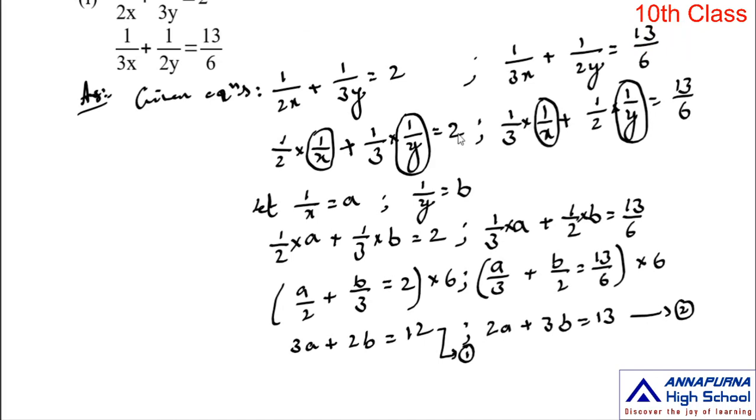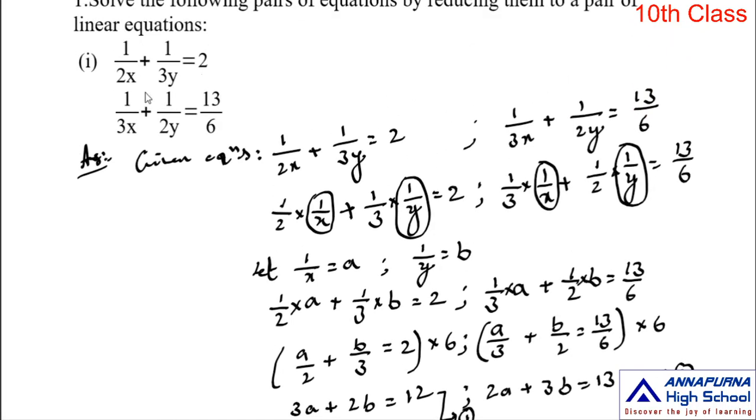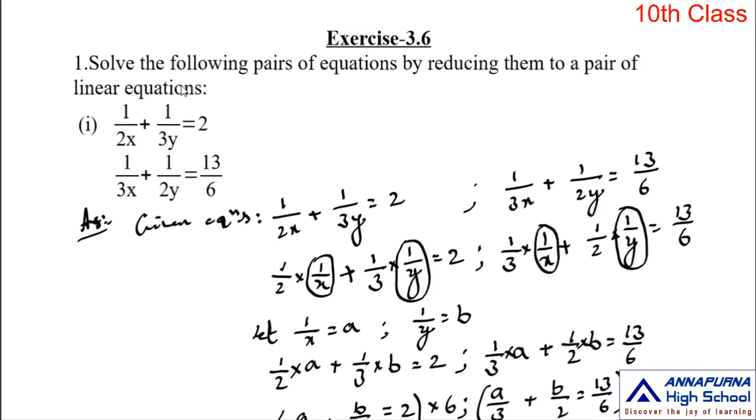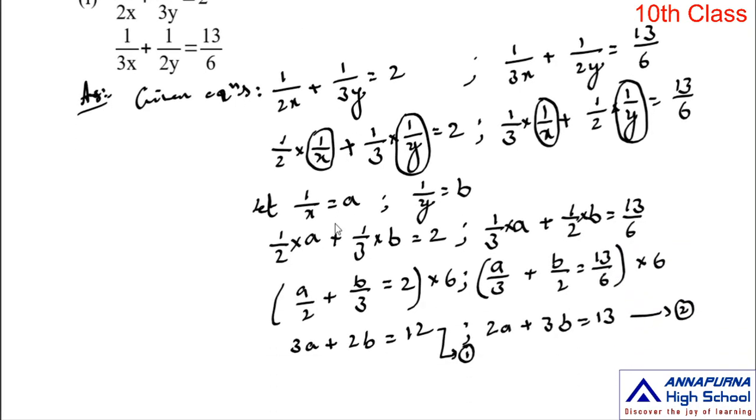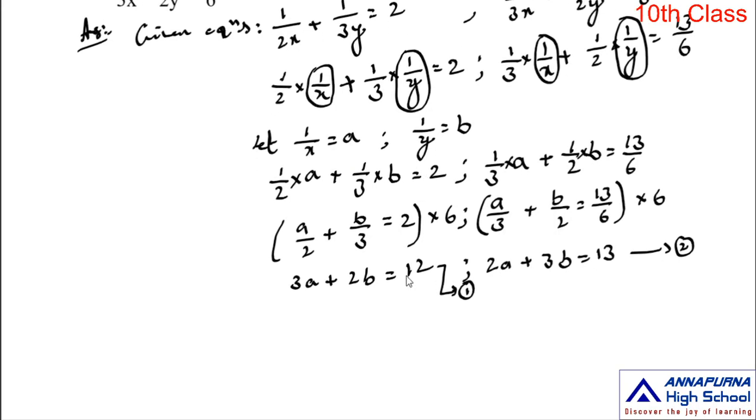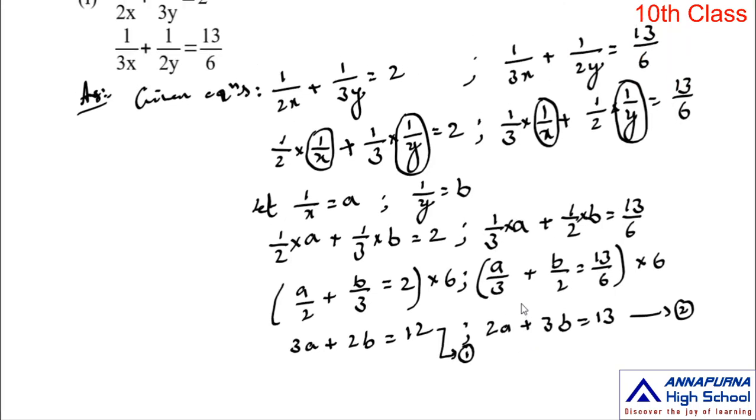Why? Because what are the variables in the given equations? The variables are x and y, but they are in the denominator. That means the given two equations are not linear equations. To reduce the two equations to linear equations, here we introduce two variables a and b. At the end of this process, we get two linear equations with the variables a and b. When you solve these two equations, we find the values of a and b. From those a and b values, we find the required variable values x and y.